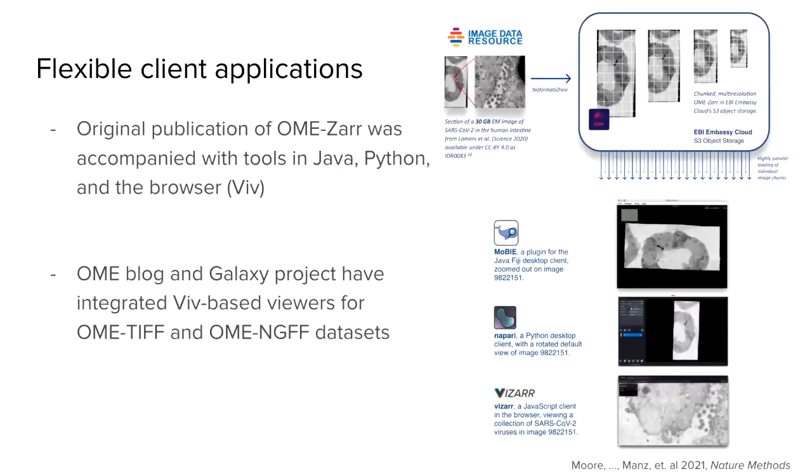When the original publication for OME-Zarr was first published, there were three accompanying tools that came with it: one from Java, one from Python, Napari, and one from JavaScript, our project Viv, and that was Vizar. And there's been a growing number of these projects over time. It was a proof of concept about 1.5 years ago to show that a data curation center like the Imaging Data Resource could release these large multiplexed images, and all these different clients could access those efficiently. Since then, our tools have been integrated in various different environments to allow these more cloud-optimized data access workflows.